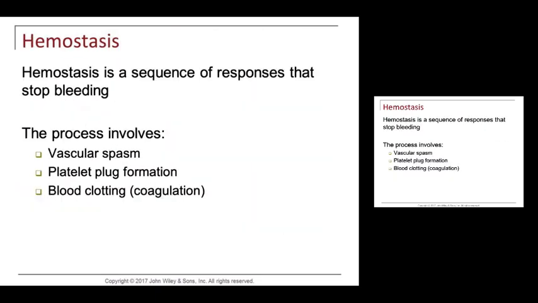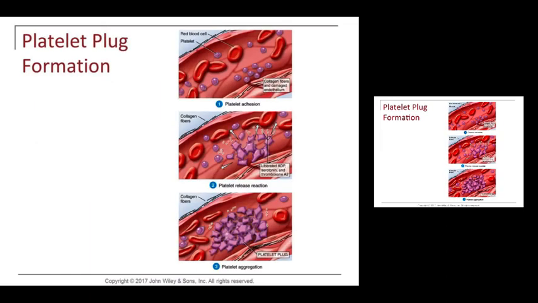Hemostasis is a sequence of responses that stop bleeding, and the process involves vascular spasms, platelet plug formation, and blood clotting. This is quite common when there's damage that's happening, especially in the blood vessels of the neck. People can typically experience not only bad headaches, but stiff, tight necks. And that could be because there are vascular spasms around the blood vessels in the neck. And this could be the beginning of the process of vascular weakening in the neck.